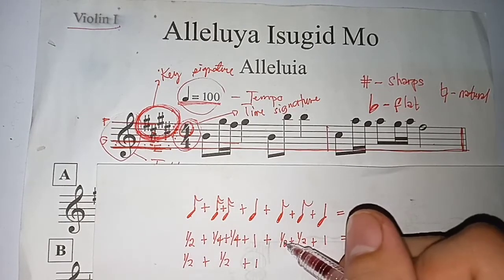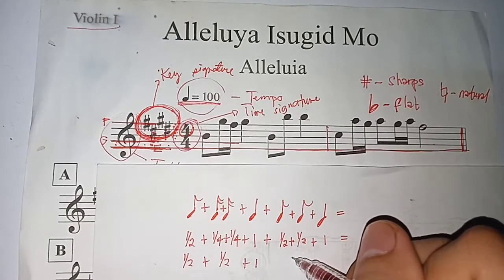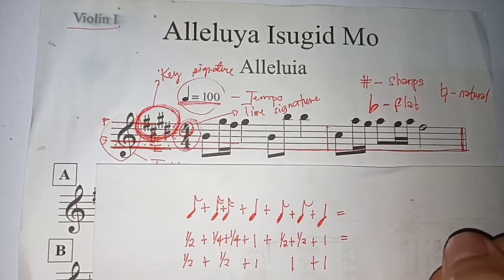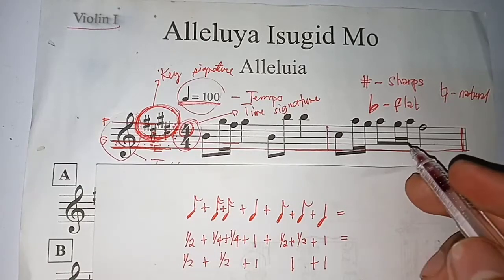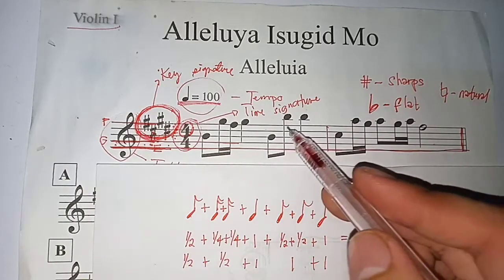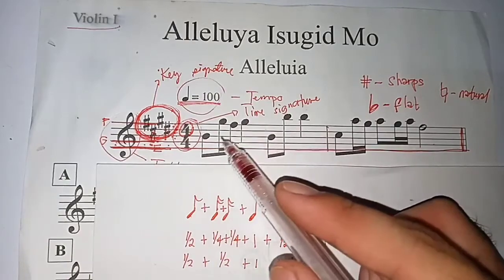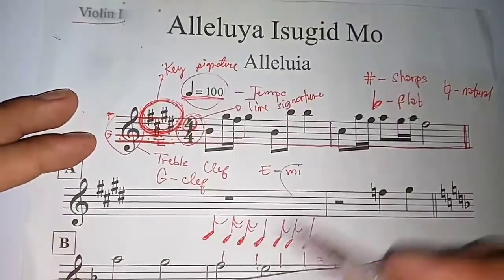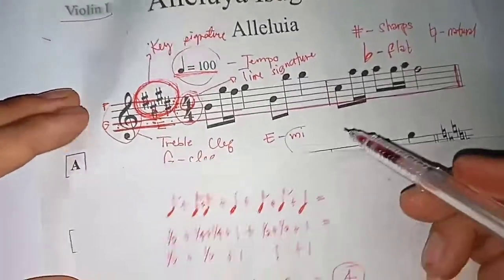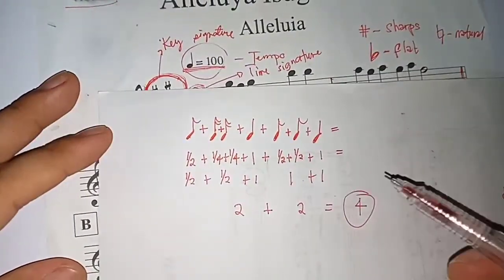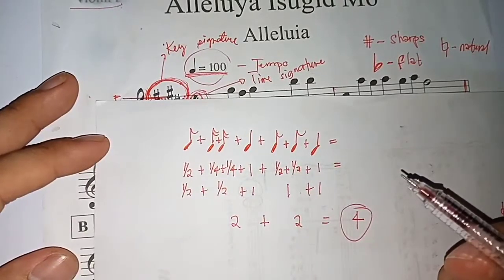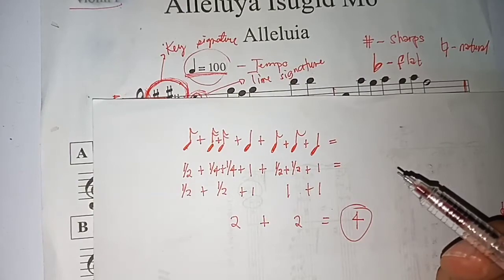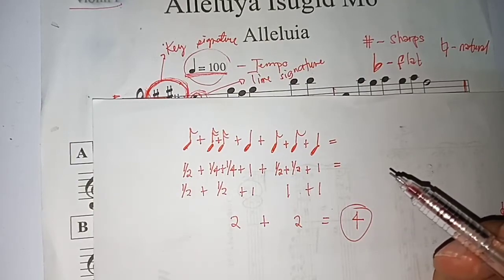For this side, we have 1/2 plus 1/2, which is 1. Plus 1, we have 2. So that means the value or the beats in this measure is correct. If the notes in here are correct, it means that the rest of the measures are also correct. If you have any questions, you can ask them in the comment section.